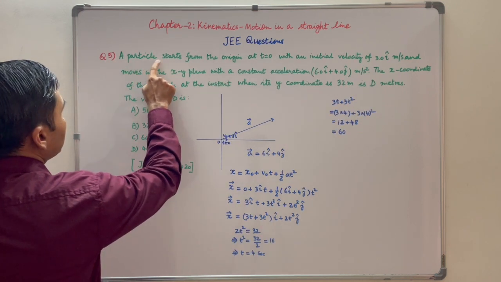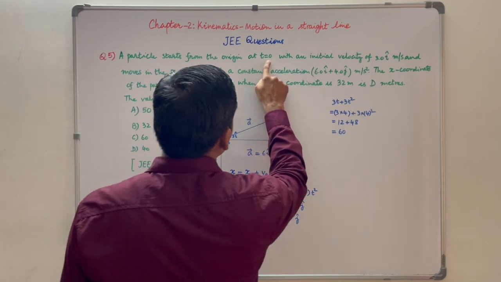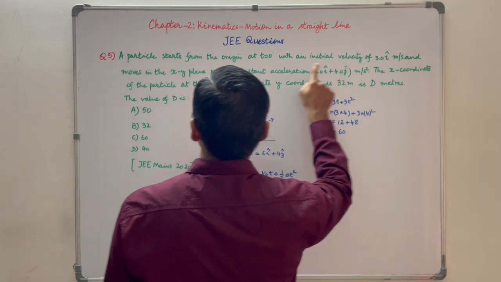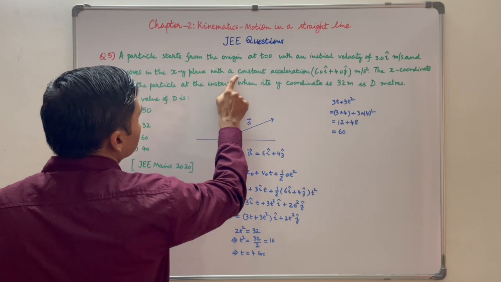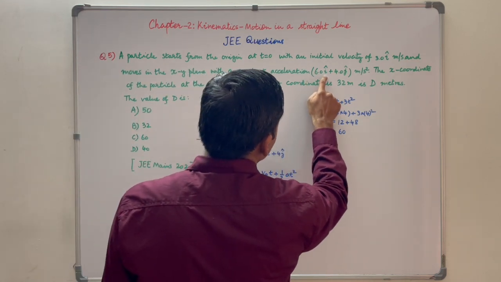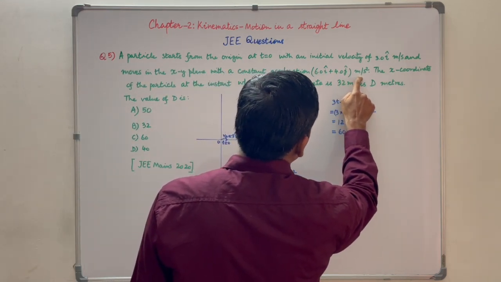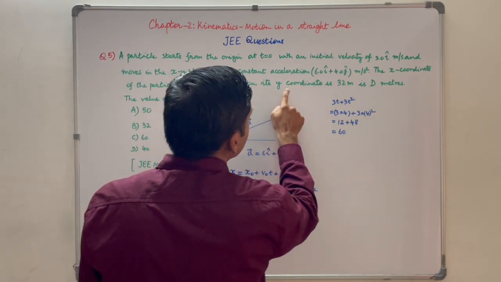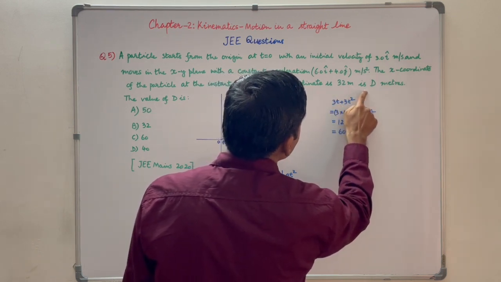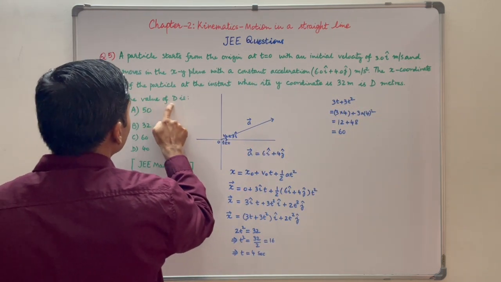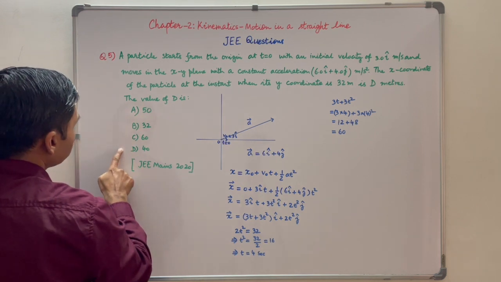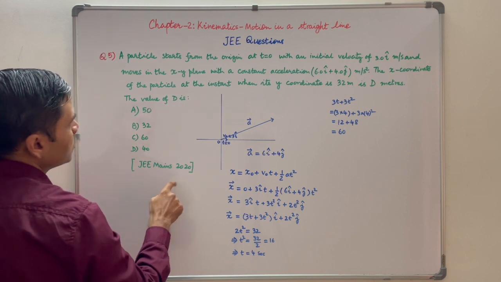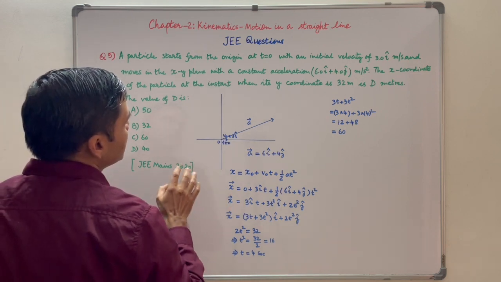Fifth question, a particle starts from the origin at t is equal to 0 with an initial velocity of 3i meter per second and moves in the xy plane with a constant acceleration 6i plus 4j meter per second square. The x coordinate of the particle at the instant when its y coordinate is 32 meter is d meters. The value of d is. These are the options given. This question appeared in JEE Mains 2020. This looks very similar to the question we have just solved.